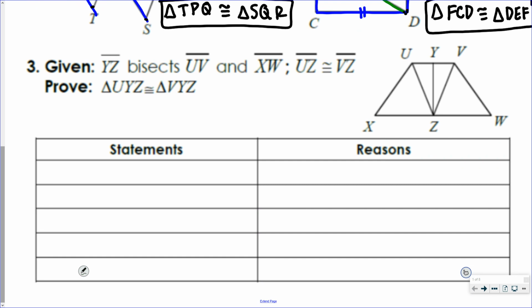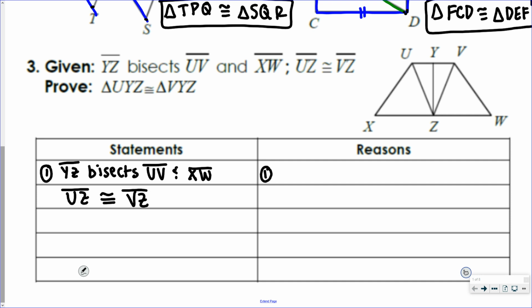So I did give students the hint that in these little boxes here, this is actually a 4-step proof. They just gave you 2 lines to state what's given for you, and that's where we always start. So I know line segment YZ bisects UV and XW. That's given to me. And what also is given is that line segment UZ is congruent to line segment VZ. And my reason would be given.